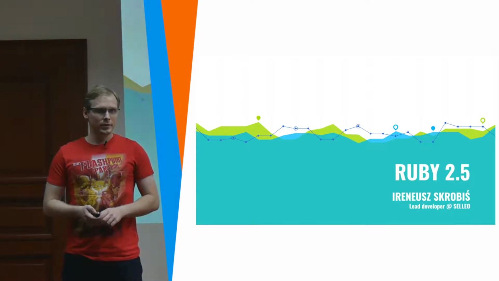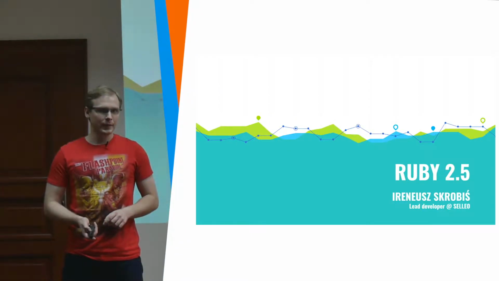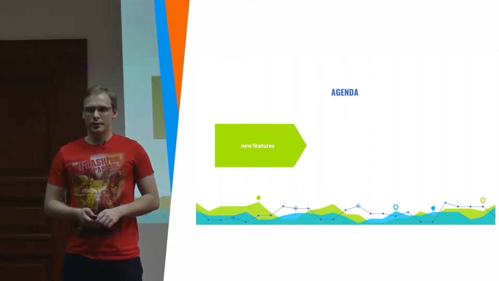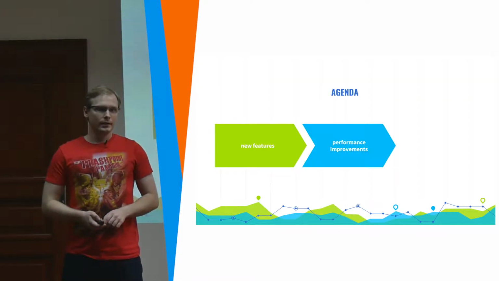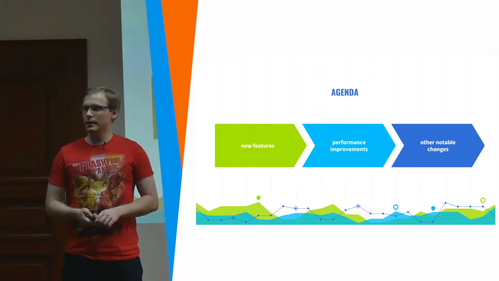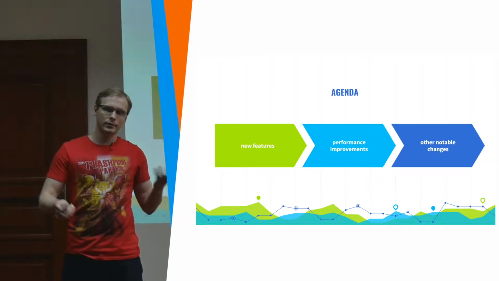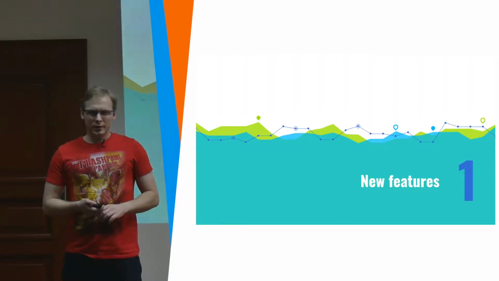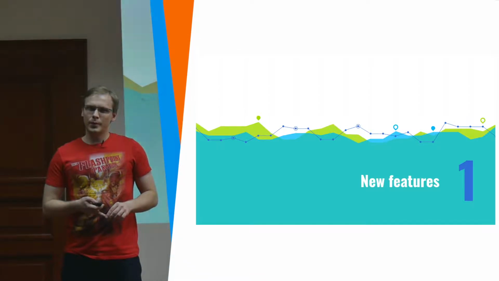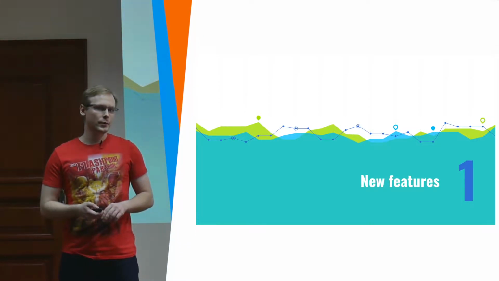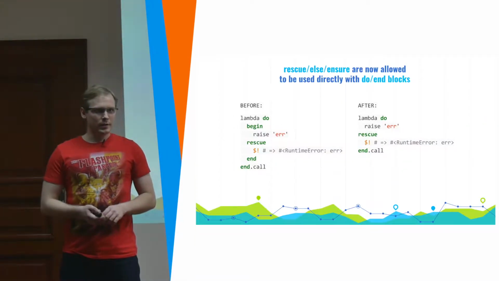And today I have a presentation about Ruby 2.5. It is divided into three sections. First I will tell you something about the new features. Then I will tell you something about performance improvements. And the last one will be about the other notable changes. So let's start with the features. Unfortunately, there are not so many features in Ruby 2.5, so it's a smaller list this time. But let's dive into it.